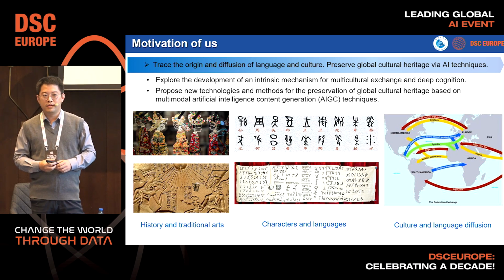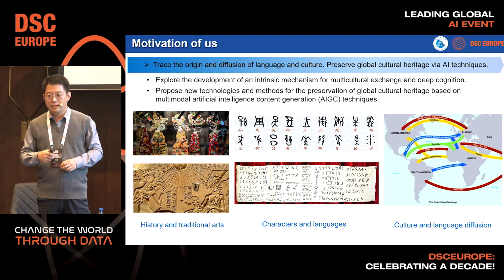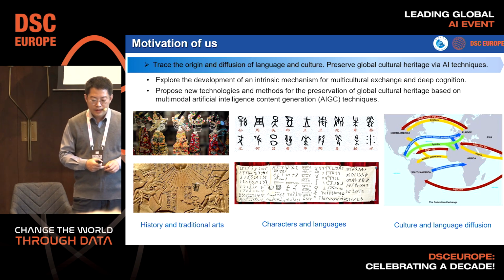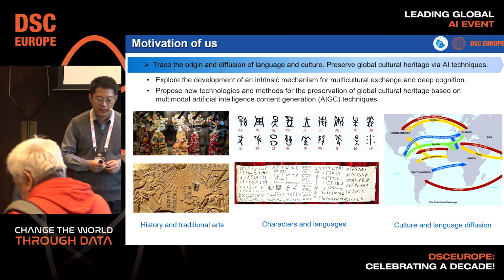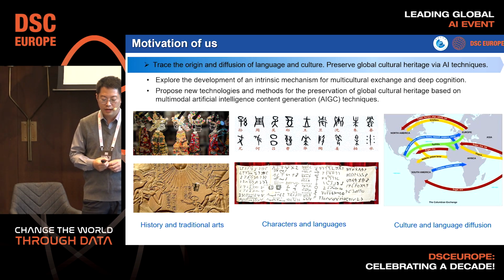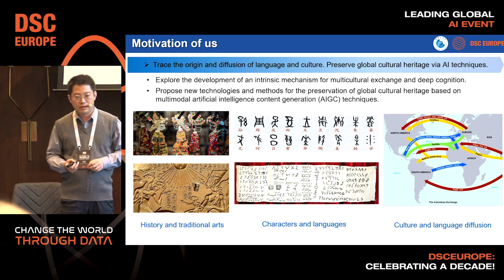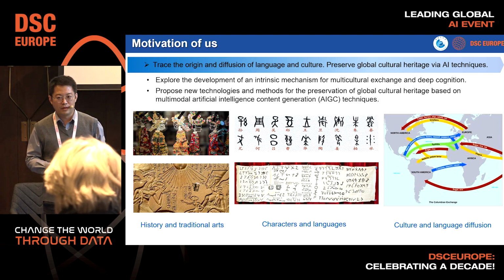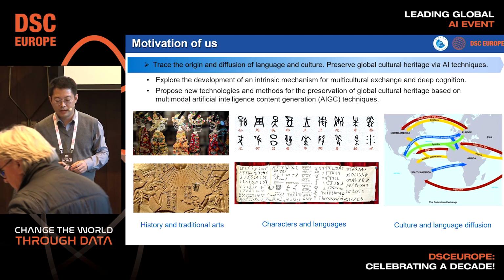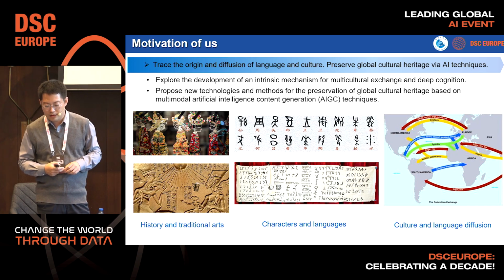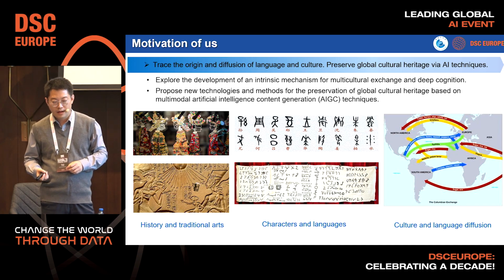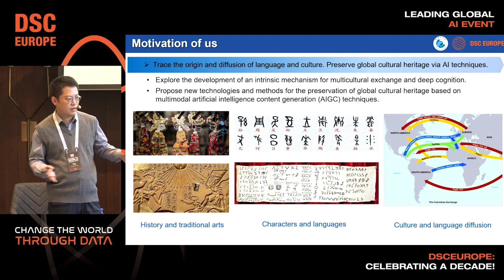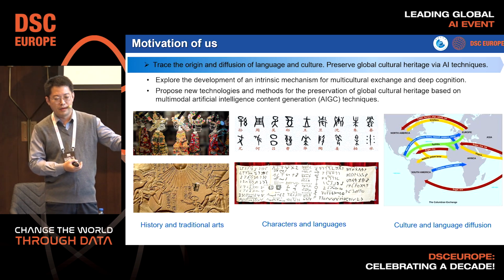In addition to what I have just mentioned, we also have some other motivations for building this kind of platform. We would like our platform to help us trace the origin and diffusion of human languages and cultures. We would like this communication platform and our advanced AI techniques to help us know about the diffusion of cultures, how a culture diffuses from one place to another.